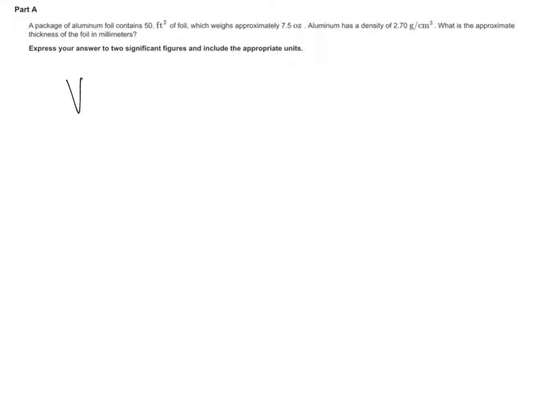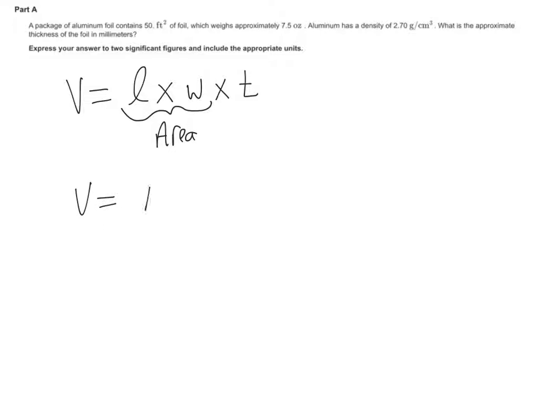So now that we've got units that agree with each other, we've got to think about how to solve this problem. We know what volume is. We know it's length times width times height typically, but we're going to change h to t for the thickness of the aluminum. And then we're going to substitute in area for length times width. So volume then is area times thickness.